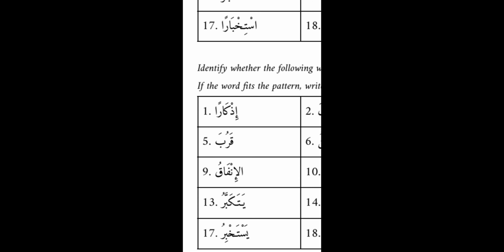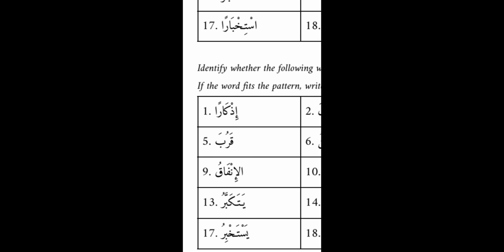When we do recognition, this is a small part of the recognition exercise. The easiest way to tell whether a word is an ism or a fail is that if it has a tanween or has an al, then it's an ism. Tanween and al can never come upon a fail. Okay? So this is an ism.